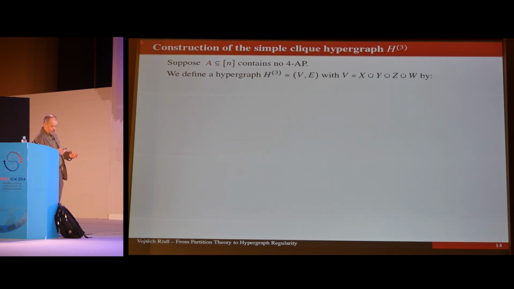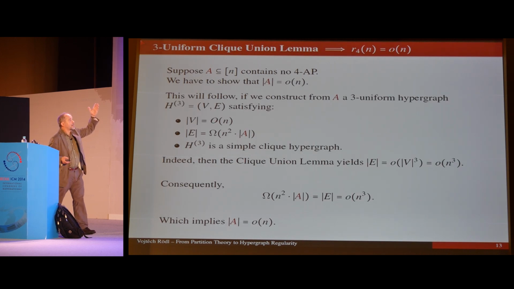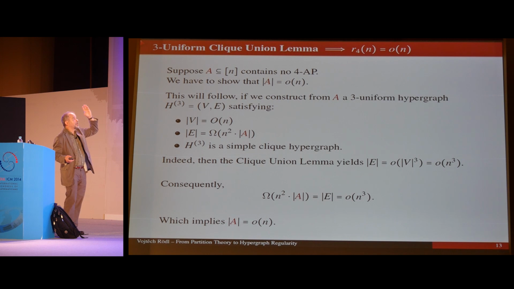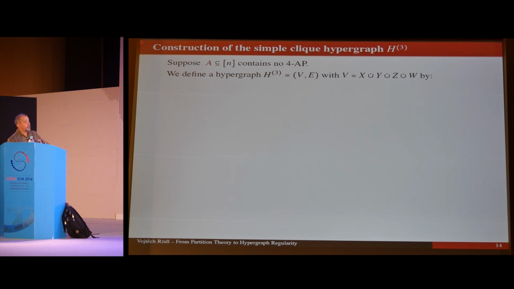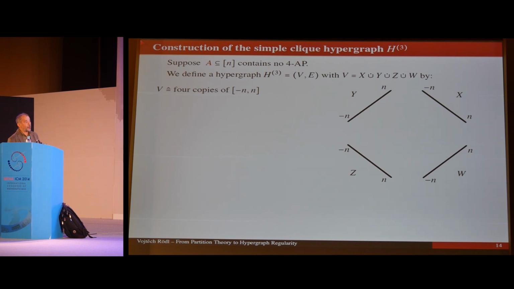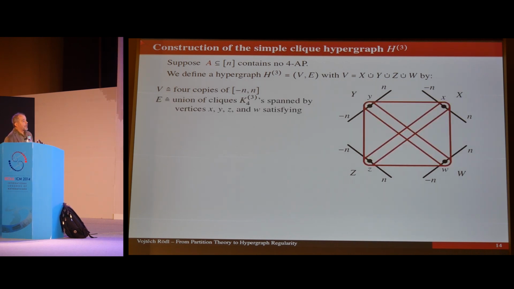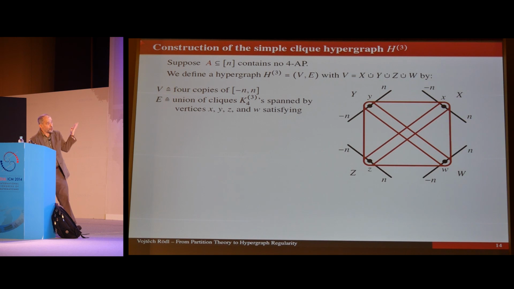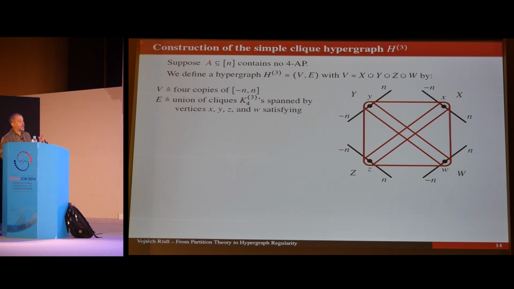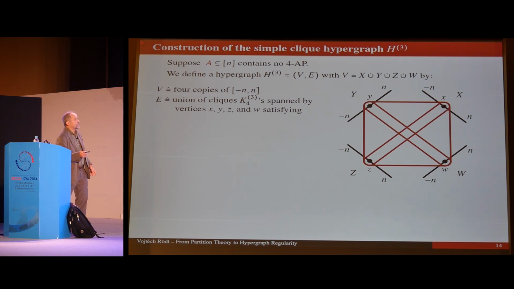So all we need to do, sorry about this clicking back and forth, is to construct this simple clique hypergraph with that many vertices and that many edges. And this can be done as follows. The hypergraph will be 3-uniform, but its vertex set will be divided into 4 parts. Here they are. They are copies of negative n to n. And the edges, we will add always by groups of 4, forming a clique. And x, y, z, and w will form a clique if x, y, z, and w satisfy the following.